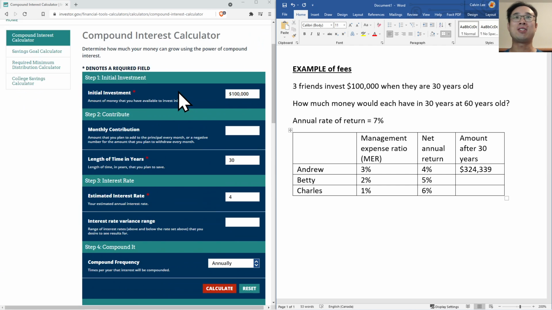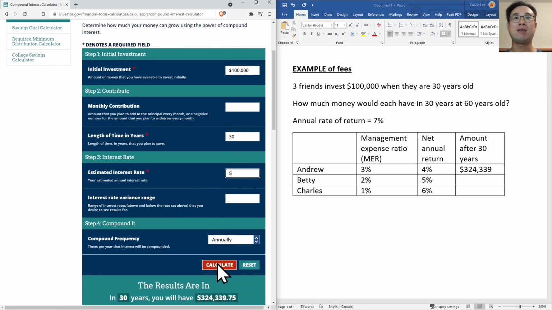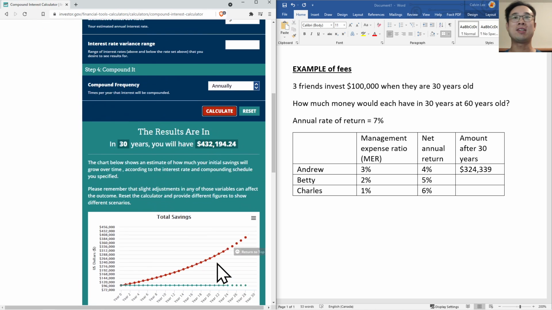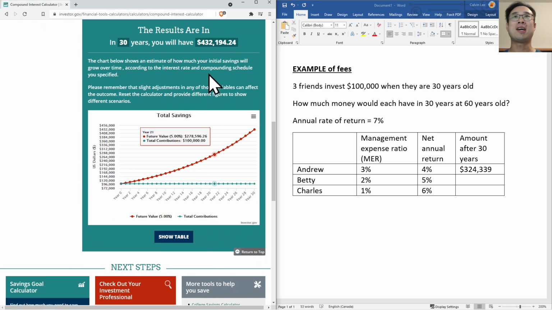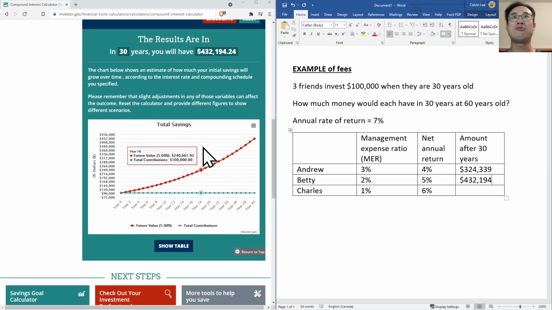Okay, now let's go over here and take a look at Betty. Betty has a 5% net annual return, so we're going to change this 4 here to a 5, and everything else stays the same. I'm going to click calculate, and you'll see that Betty has, in 30 years, $432,000. You can see already that's going to be a huge difference over 30 years, that Betty is going to have more than $100,000 more than Andrew.